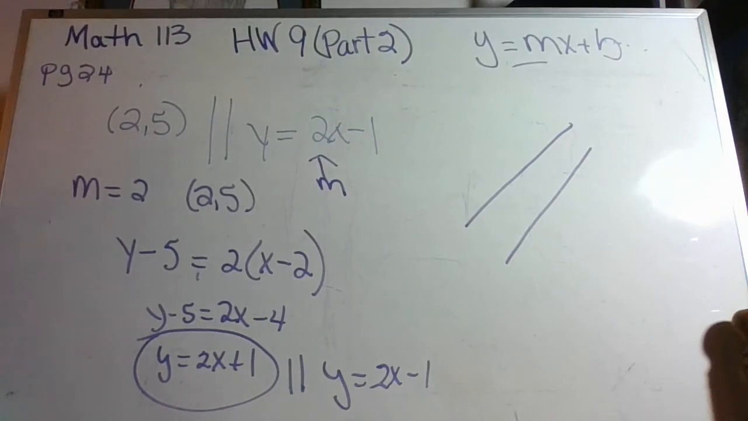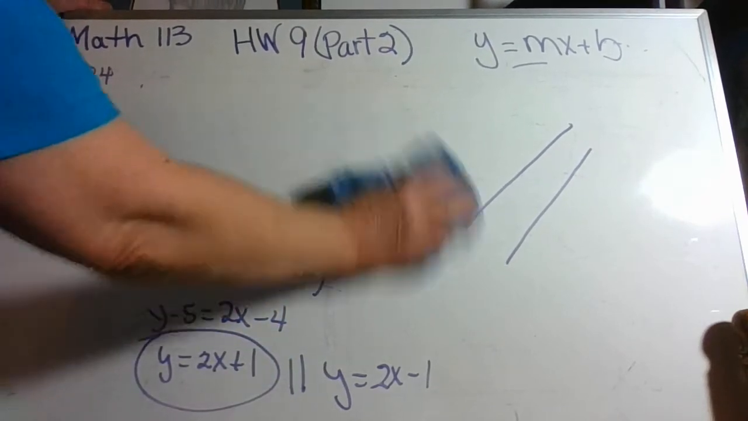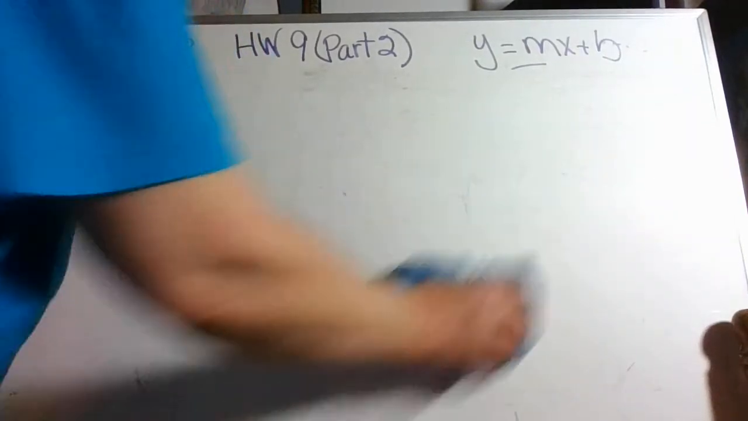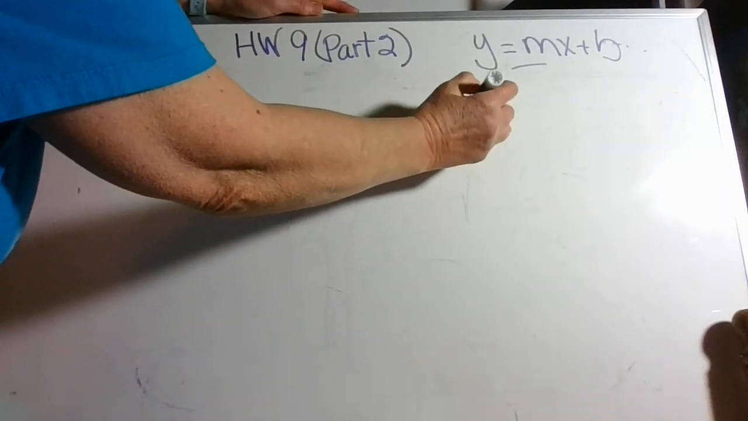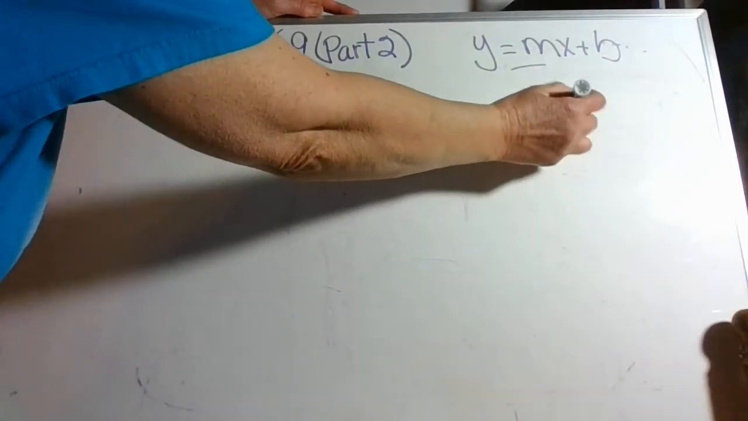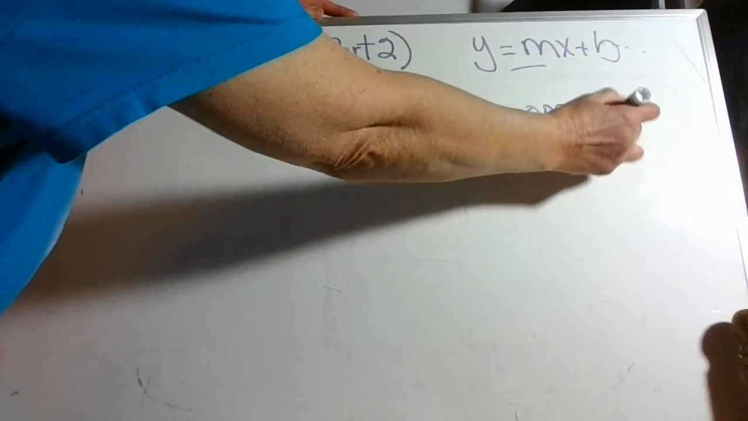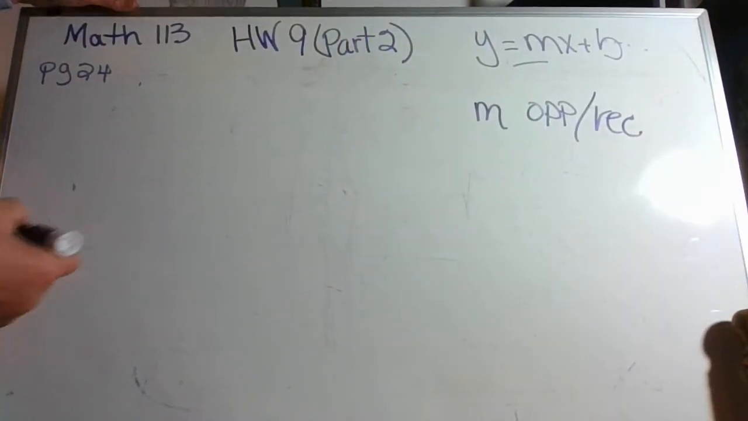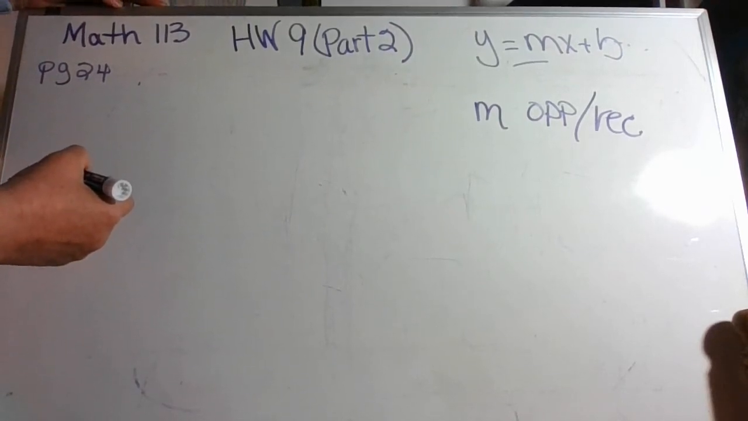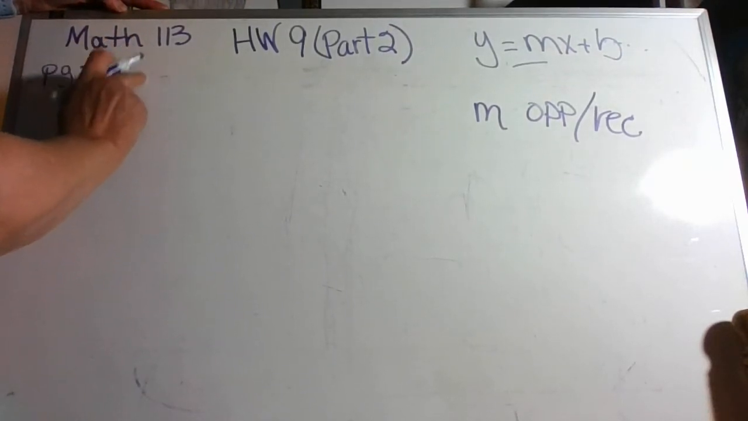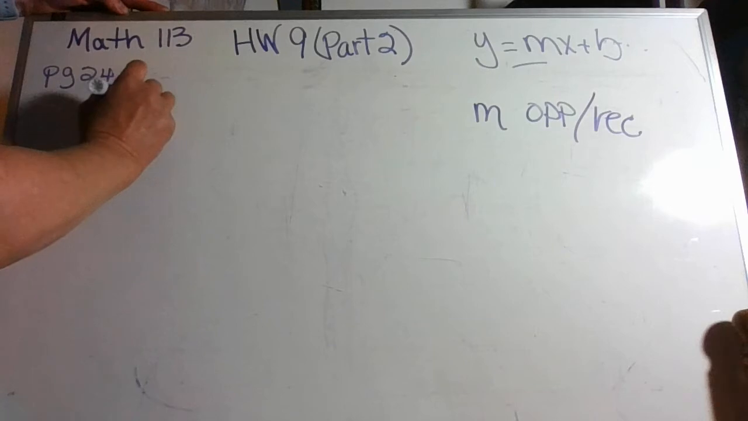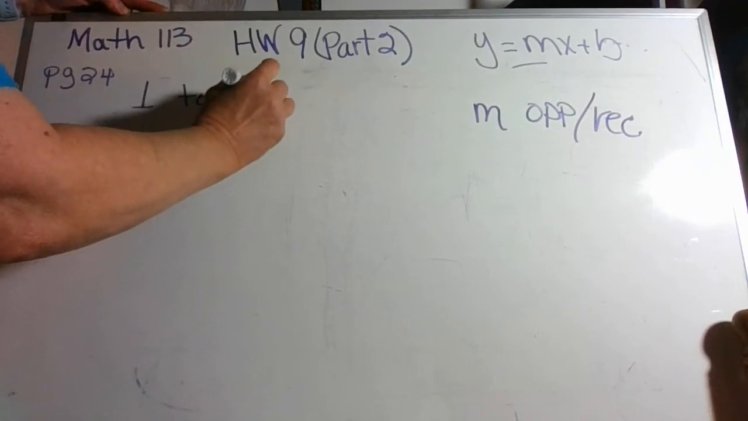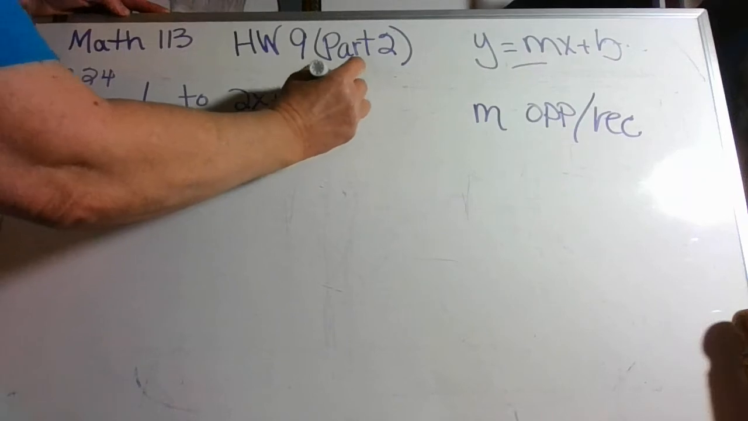Okay, and we got one more, a perpendicular one. This would be number 8. If you remember, the lines that are perpendicular to each other, their slopes are opposite, which means plus or minus, and reciprocal, which means flip it. So I need the equation of a line that is perpendicular to 2x plus y equals 10.